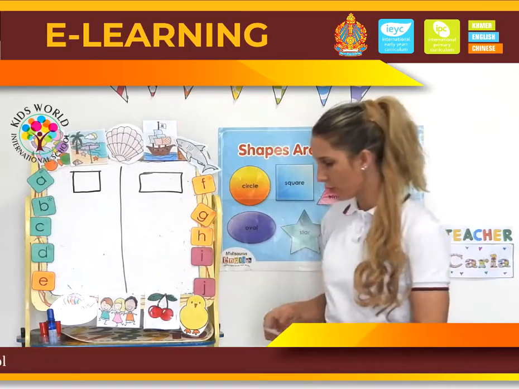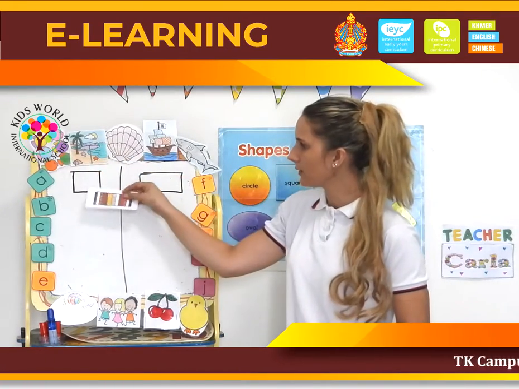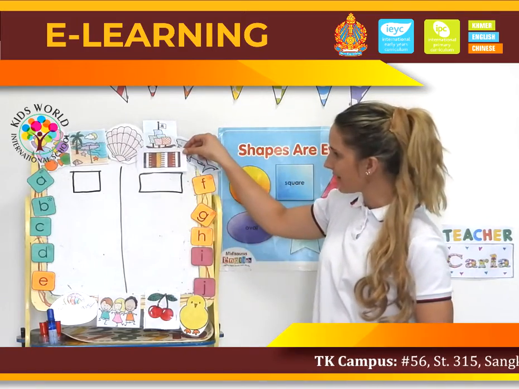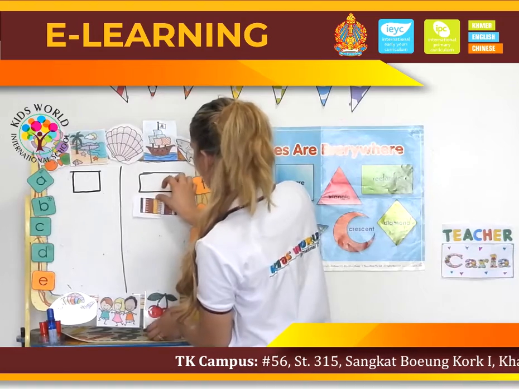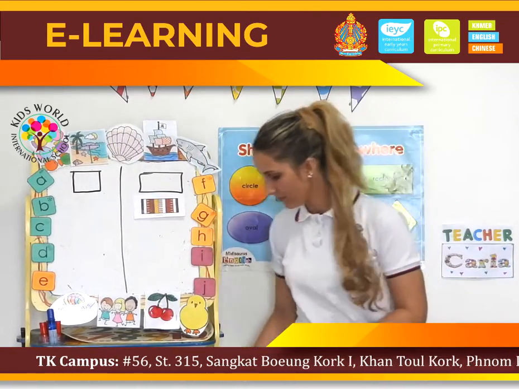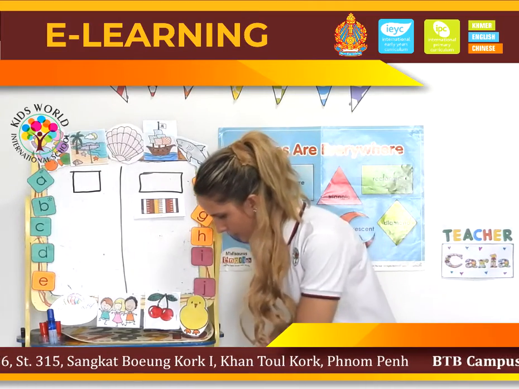Now let's look on the board. Which side is the rectangle? Is this a rectangle? No. Is this a rectangle? Yes. So let's put the first one on the rectangle side. The carpet is a rectangle shape. Now let's try another one.